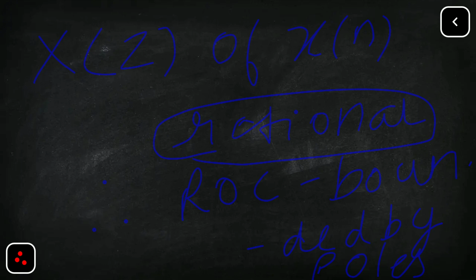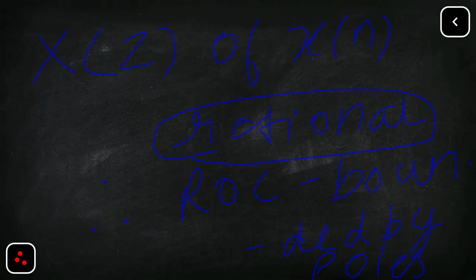The very first property says that the ROC of x of z consists of a ring in the z plane centered at the origin. And the second one is that your ROC doesn't contain poles itself. And the third one, if your x of n is a finite duration sequence, then you can see that your ROC is the complete z plane.